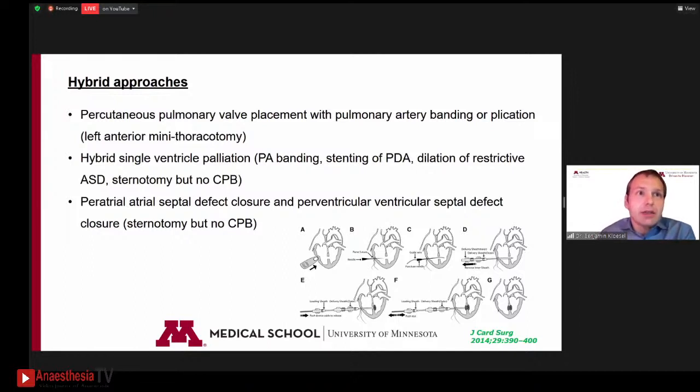On the other hand, the other items on the list here, as mentioned previously, still require a full median sternotomy but would not require cardiopulmonary bypass. There would be a hybrid single ventricle palliation, during which we would place a PA band, stent the PDA, and then potentially dilate a restrictive ASD. And then peratrial atrial septal defect closures and periventricular ventricular septal defect closures.